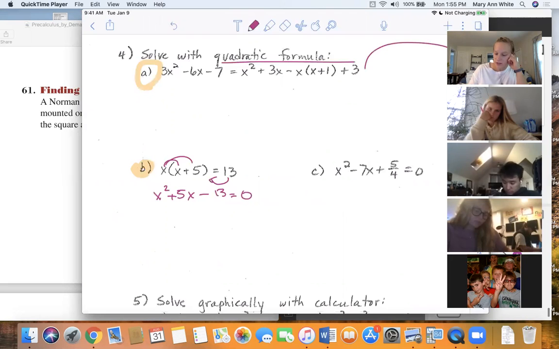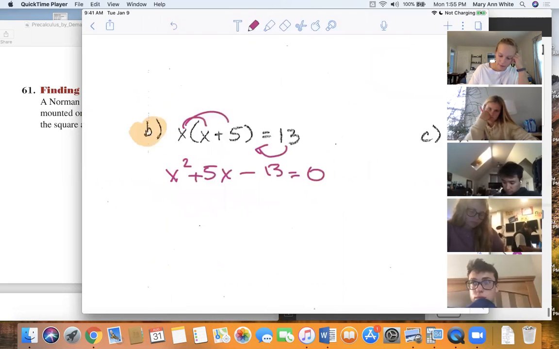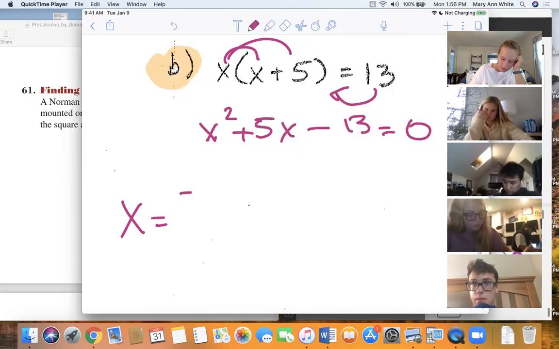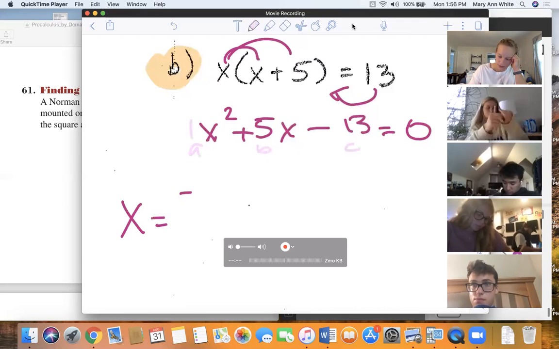You should probably have yours still written up there. Mine's erased from doing it so many different times, but I can still remember it, so that's okay. X equals negative b. Let me label A, B, and C. Where's Cleva? Okay, I think most of us are here now.